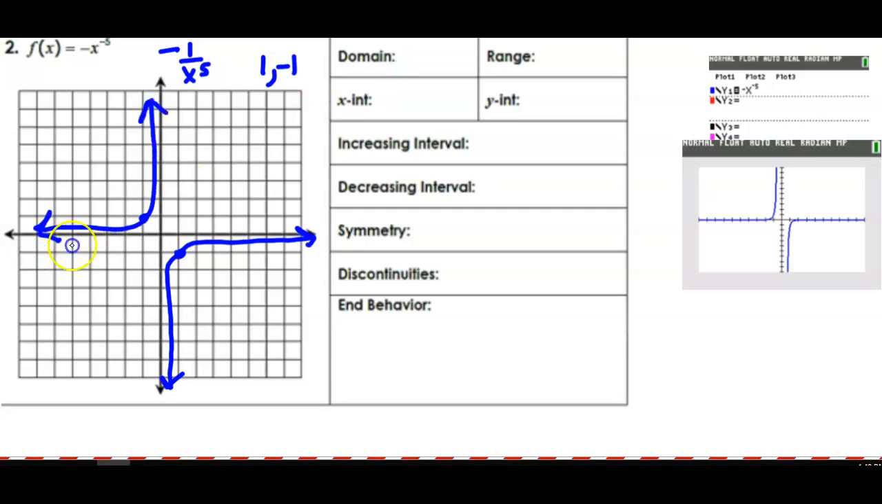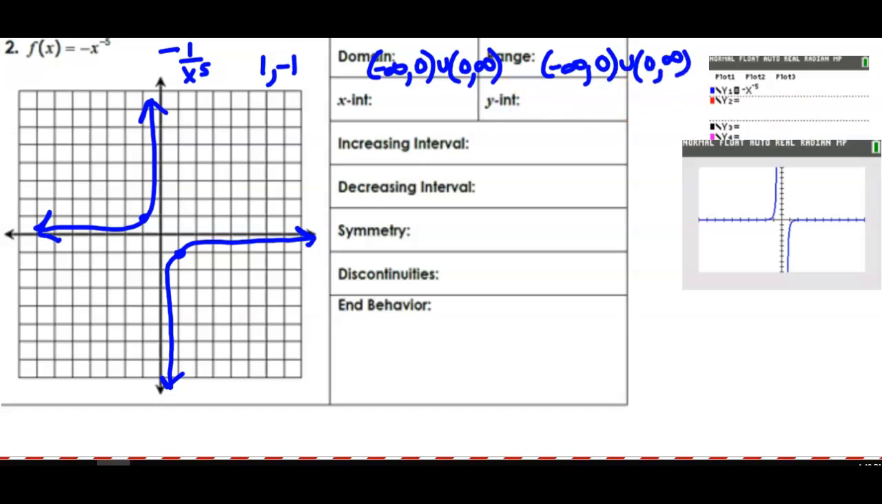All right, the domain left to right, it has a break at 0. So I'll write it like this, but you could have just written x cannot be 0. Range is the same, going up and down. It has values everywhere except 0.